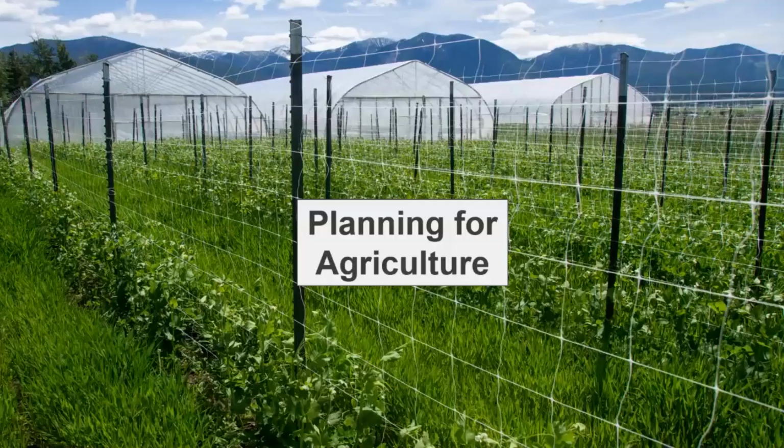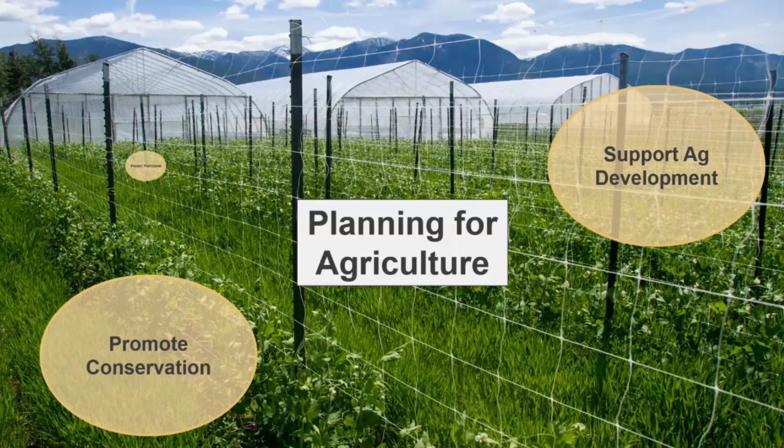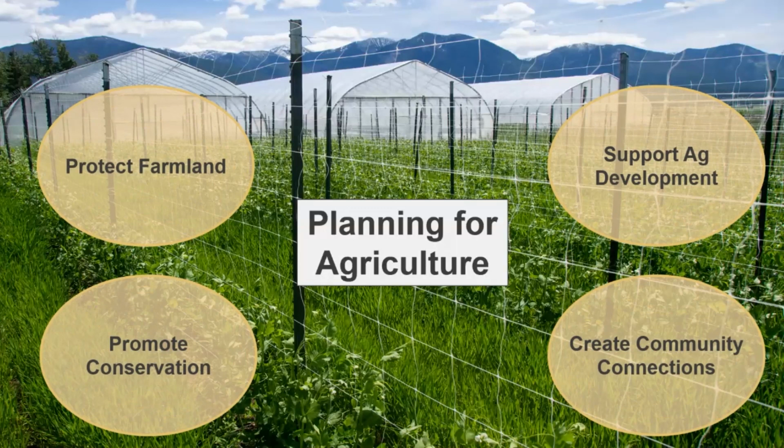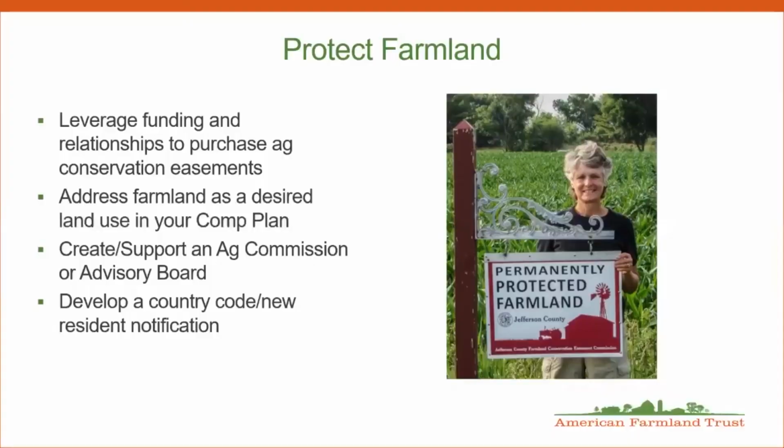So, next one. When we think about planning for agriculture, there are four buckets that we tend to focus on. There could be five, there could be six, but basically four. Protecting farmland, and there's going to be a whole webinar on that. Supporting ag development and really looking at the fiscal and economic impacts of ag. Promoting good conservation, which often gets left out. And then creating community connections, broadly defined. I'm just going to run through these really fast.